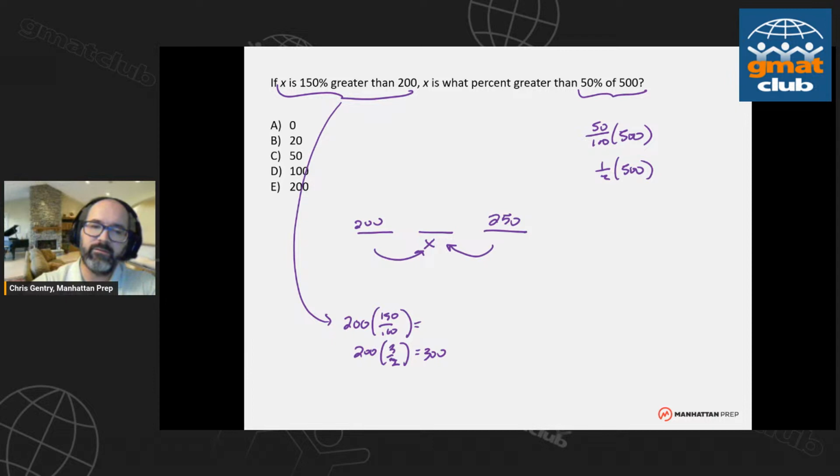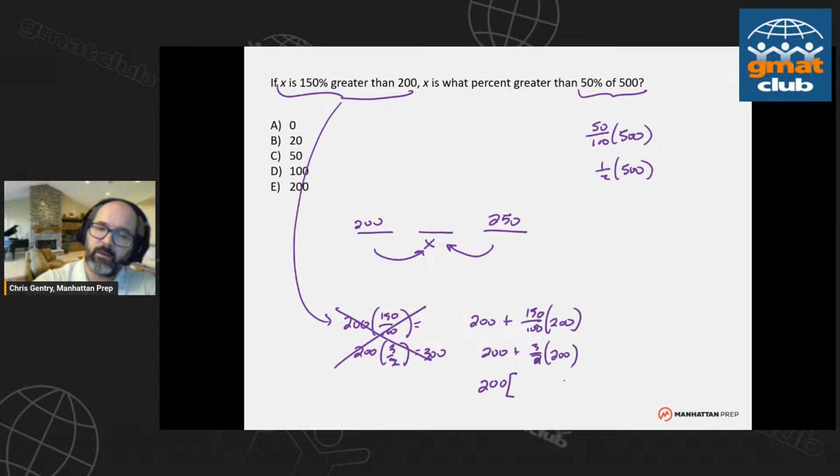I did a percent of, I did not do a percentage change. What I have to do is I have to do a 200 plus that 150% sized piece of the 200. Again, just simplifying here. Very common to do a factoring out common term approach in these types of percent change ideas. And when I do that, I'll get 5/2. So here I am multiplying by 5/2, not by 3/2, to get 500.